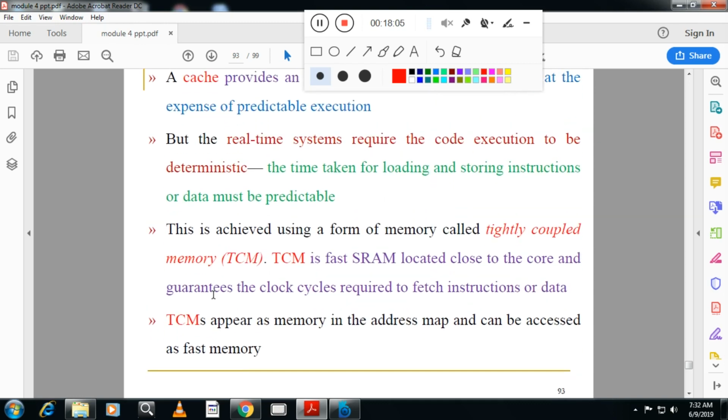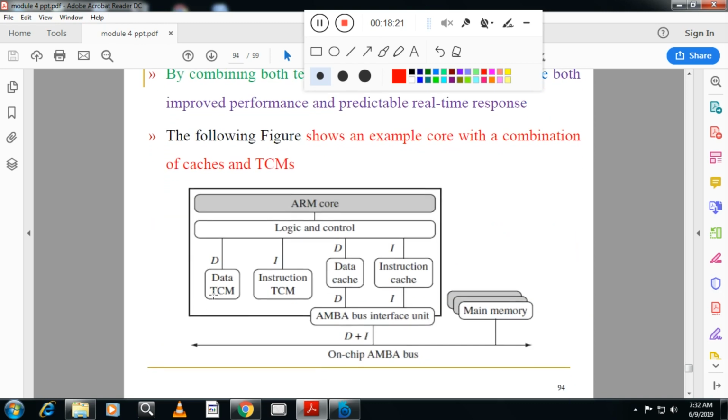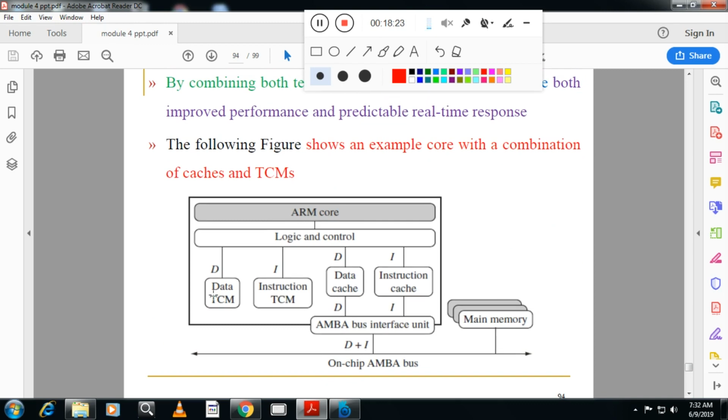The third one is TCM, which means tightly coupled memory. TCM is a fast SRAM located close to the core and guarantees the clock cycles required to fetch instructions or data. Please remember TCM. By combining both of these architectures, we have something like this. Here you can see the data cache, the instruction cache, and other than that we have TCM, tightly coupled memory. This will improve the performance. It shows an example core with a combination of caches and TCM.